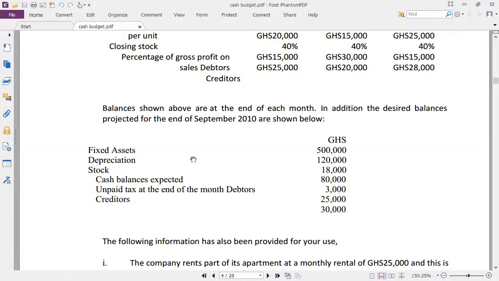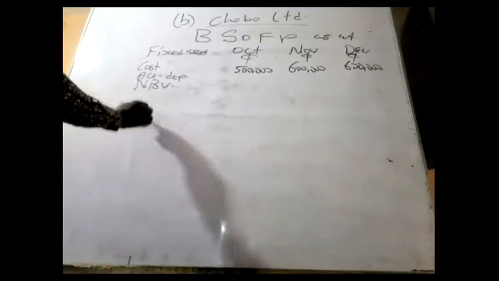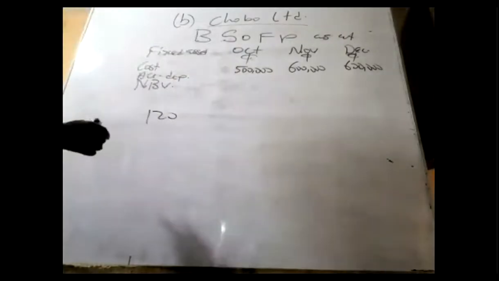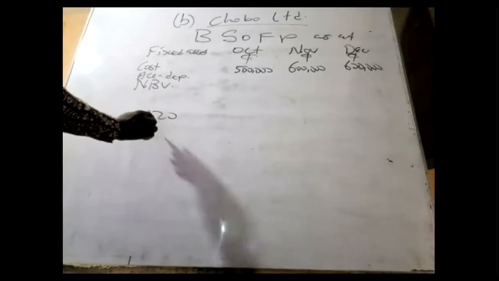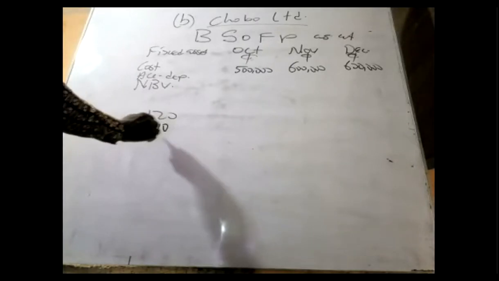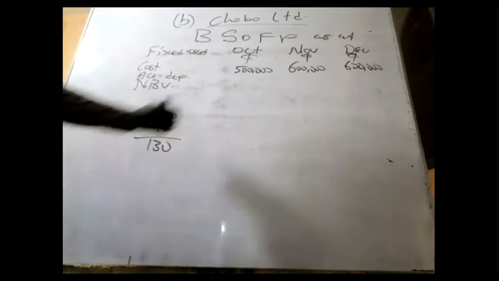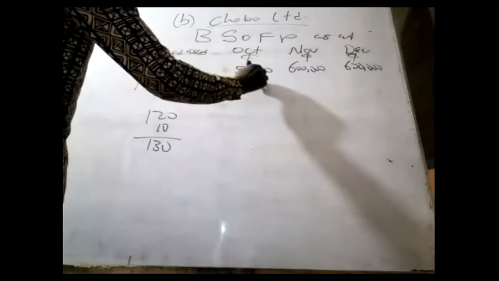Let's pick the accumulated depreciation. The accumulated depreciation is 120 from the question. They add a depreciation charge for that month to it. Already we have 120. October, we charge 10,000. So now you have 130, so here should be 130,000.